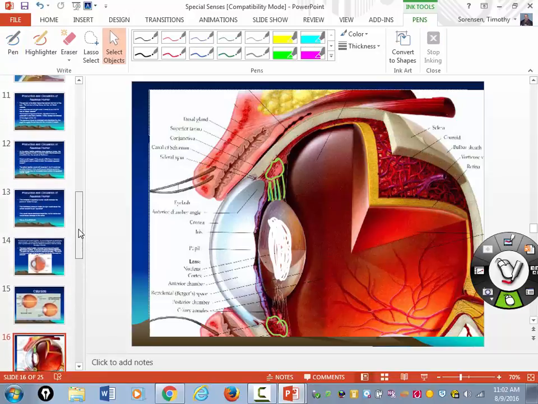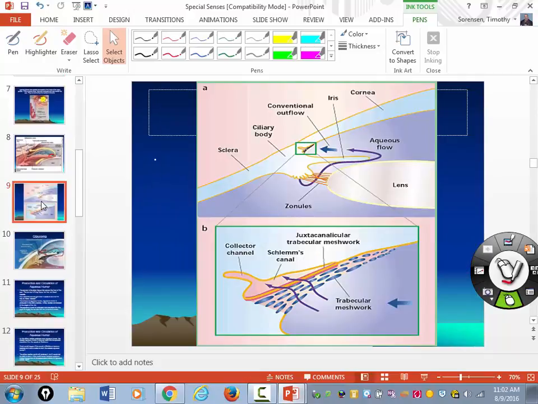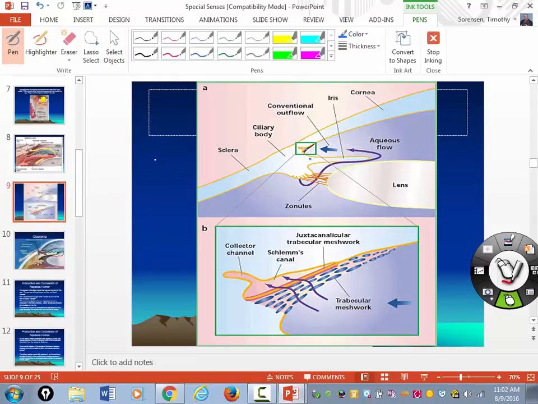Now, if you look here, here's a blown up version of those ciliary bodies. These ciliary bodies are what produce aqueous humor, and that aqueous humor then travels through the pupil and into the anterior chamber to nourish the cornea, which is living, and remove the metabolic waste.